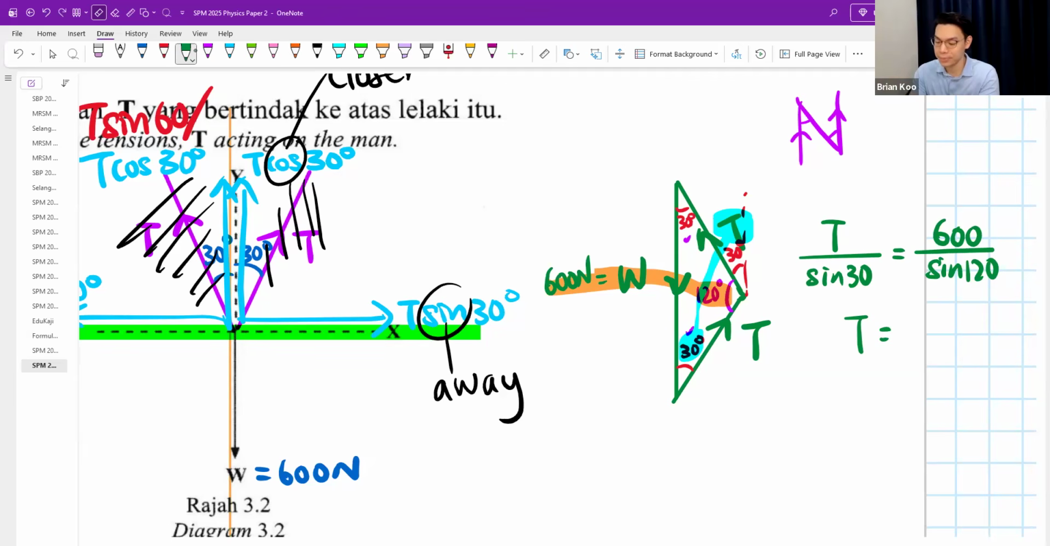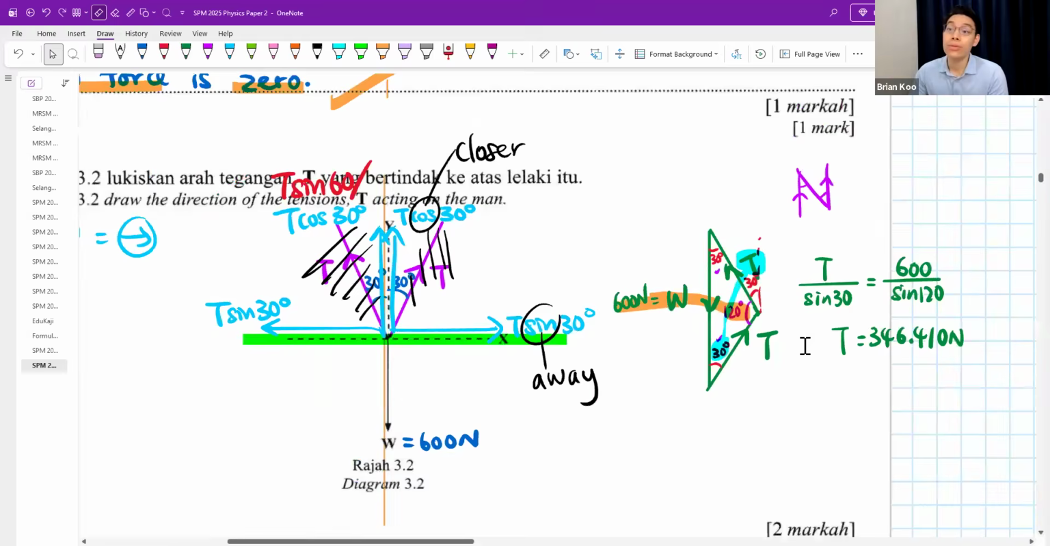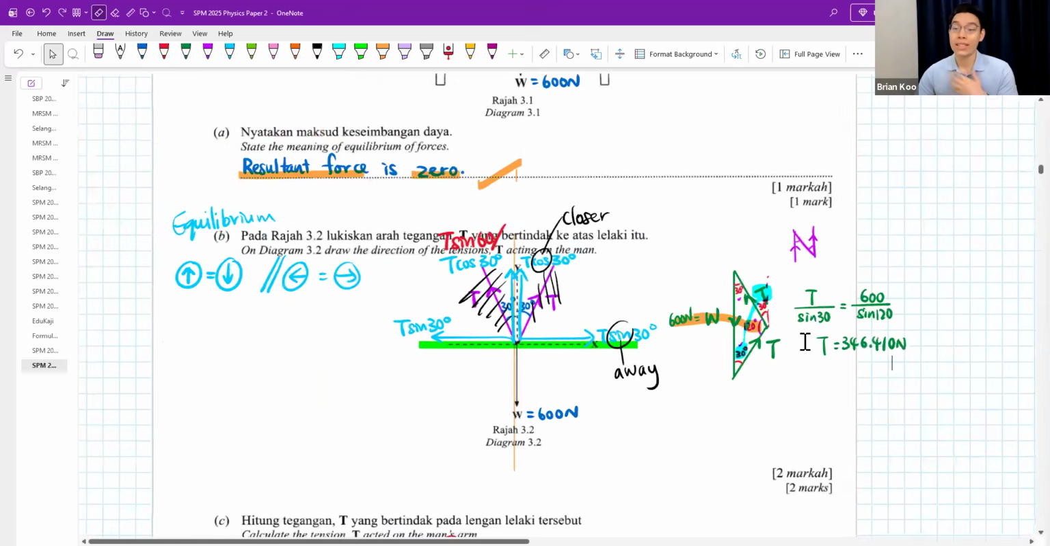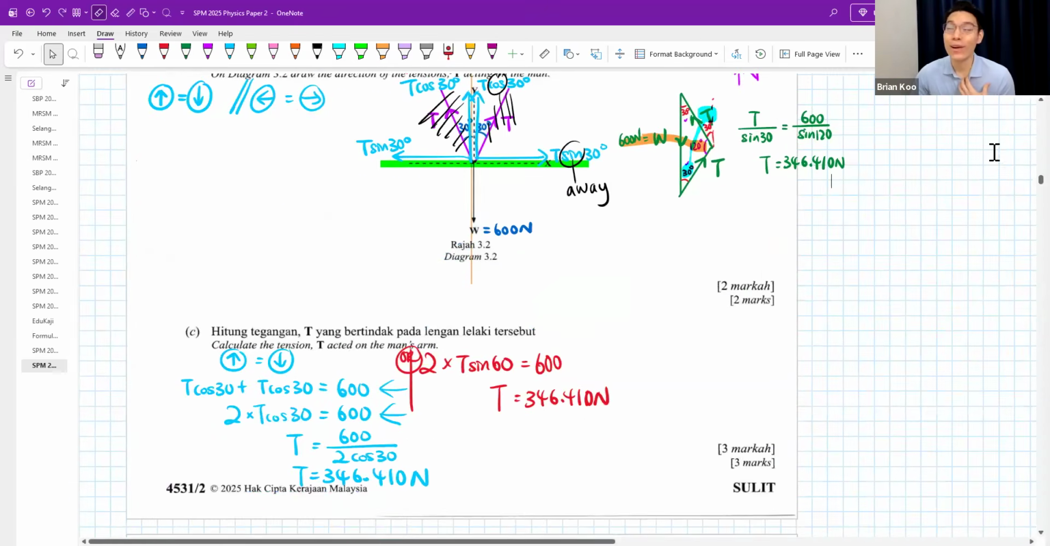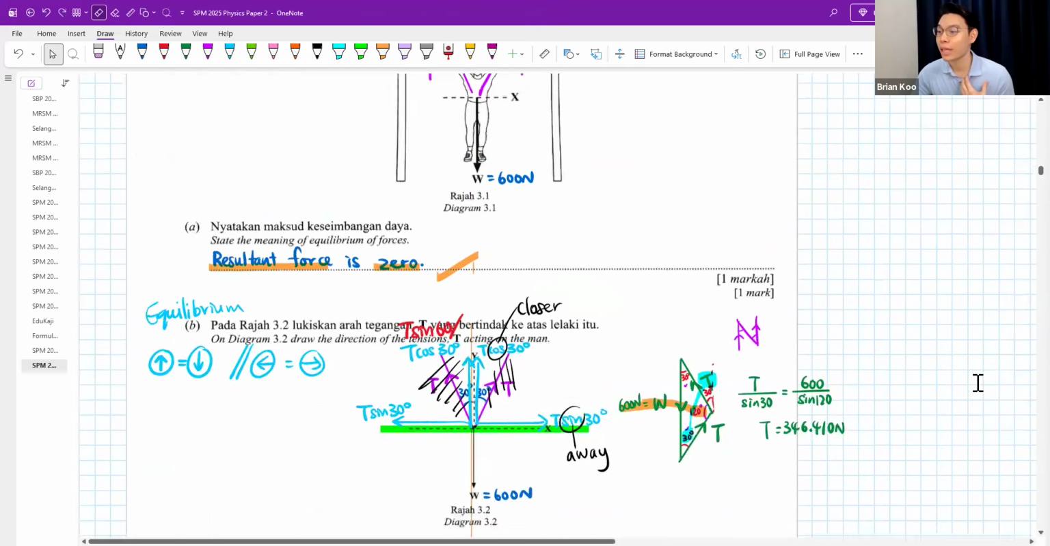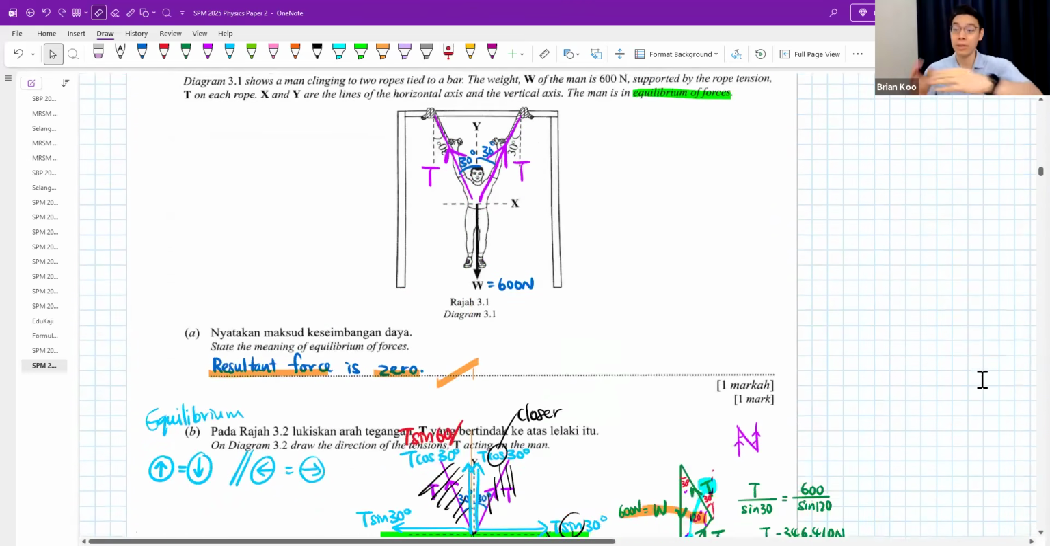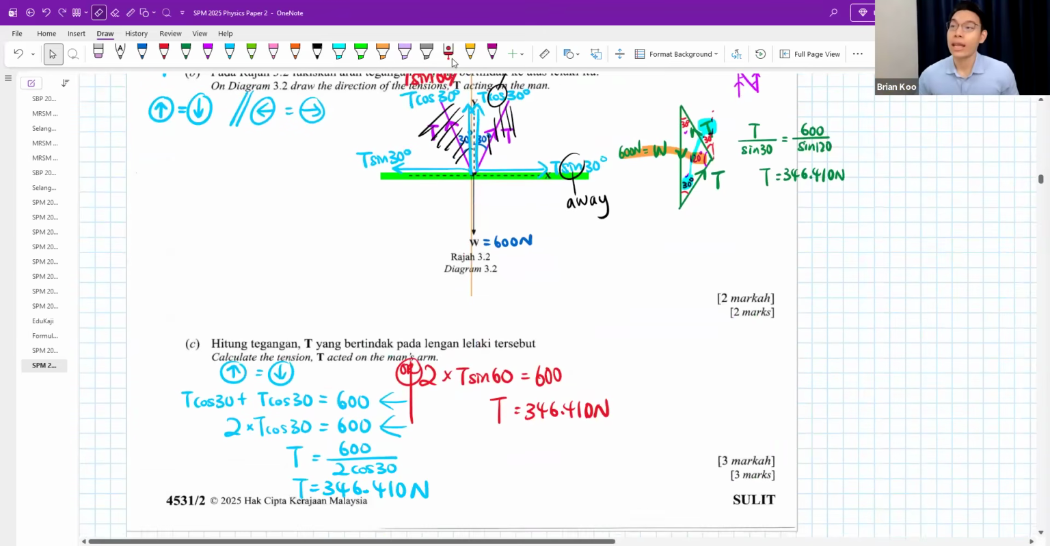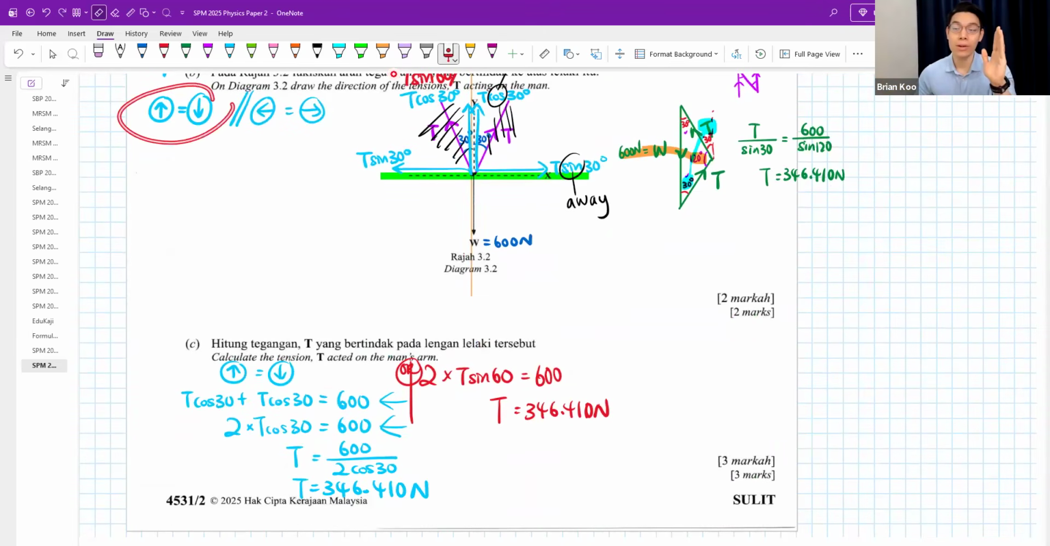Let me double check. 346.410 newtons. Exactly the same answer. So it is up to you. This is what I call the T-shape method, your teachers normally don't call it like that, because you split it into T, and then anything pointing up and down must be equal, and anything pointing left and right must be equal, because of equilibrium. Okay, you get this answer.